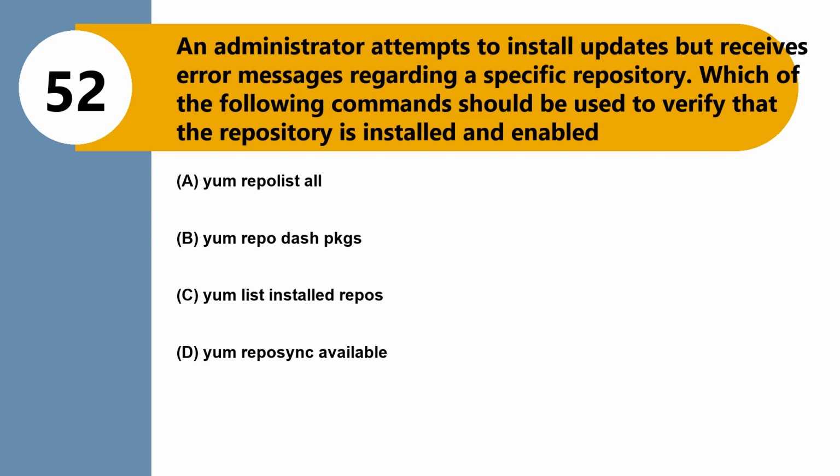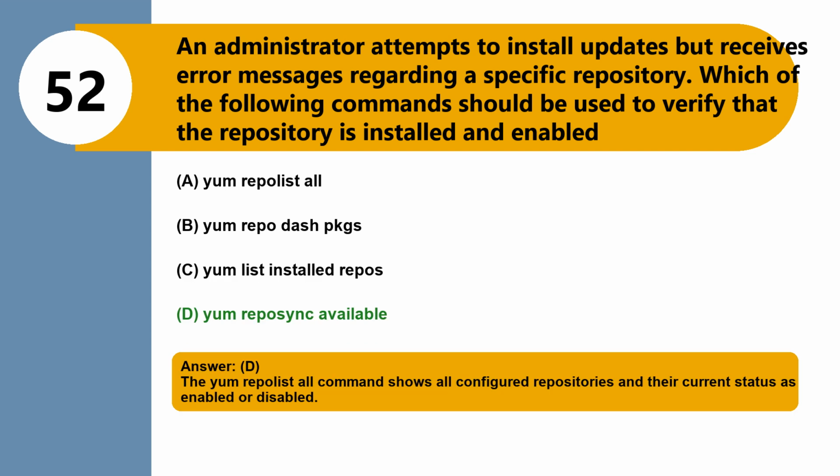Question 52. An administrator attempts to install updates but receives error messages regarding a specific repository. Which of the following commands should be used to verify that the repository is installed and enabled? Option A, yum repo list all. Option B, yum repo-pkgs. Option C, yum list installed repos. Option D, yum repo sync available. The correct answer is option D, yum repo sync available. The yum repo list all command shows all configured repositories and their current status as enabled or disabled.